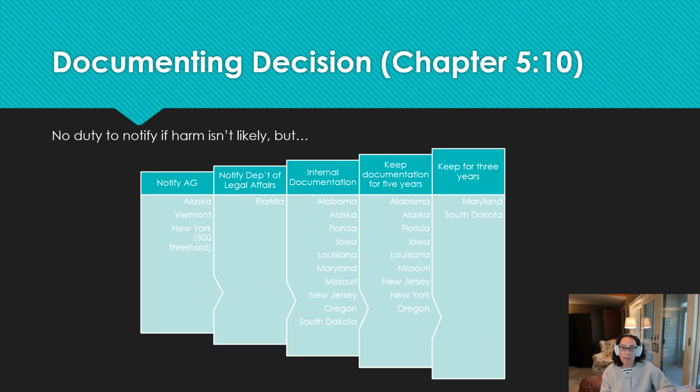Another part of what we're thinking about is, just because we don't have a duty to notify under the breach notification laws, and by notification, I'm talking about notifying impacted individuals, it doesn't mean that all bets are off and we have nothing we're supposed to do. Usually the lack of a duty to notify is going to happen because harm isn't likely. It could be because there's no triggering information, therefore the breach notice law doesn't even come into play, but often we might determine there's no duty to notify because harm isn't likely. In that situation, in 3 states, we have to notify the AG. New York is if we meet a certain threshold, so if there's 500 impacted individuals. And in Florida, we have to notify the Department of Legal Affairs that we've made this determination not to notify. In many other states, we have to have internal documentation about this decision that we've made and keep that documentation for either 3 or 5 years.